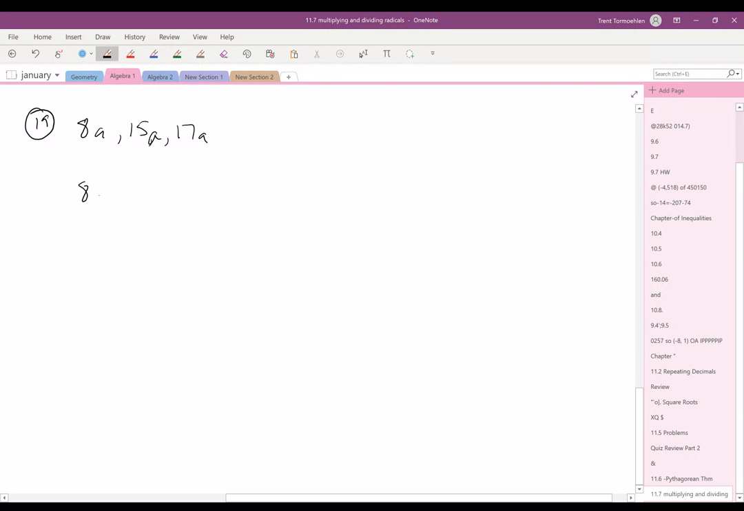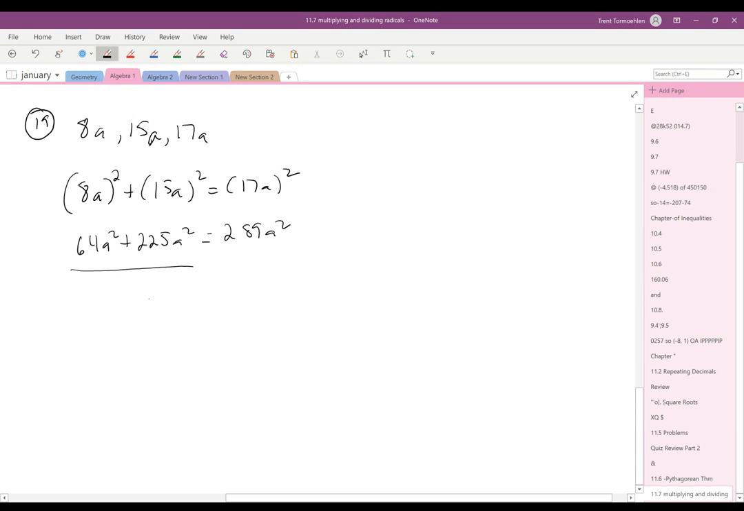So when we do this, remember it's going to be 8a squared plus 15a squared equals 17a squared. And so the variable involved doesn't really change anything. And so we end up with 64a squared plus 225a squared, which equals 289a squared. 64 plus 225 does equal 289. And so these are the same. And thus, this is a right triangle.